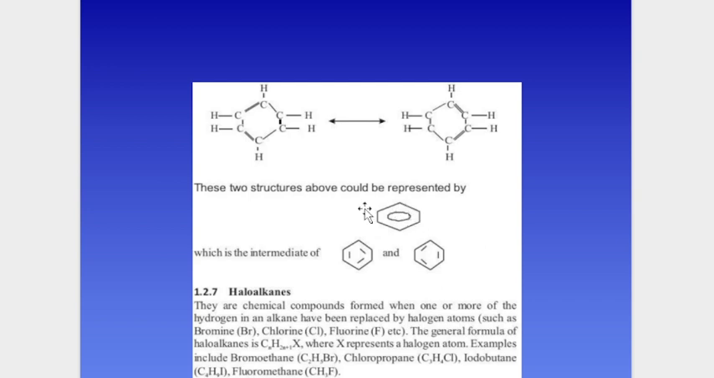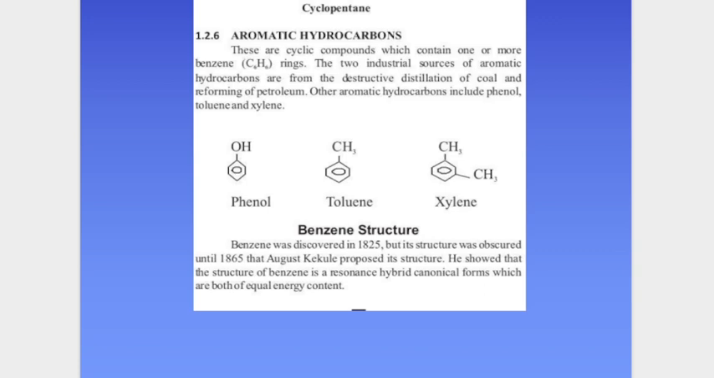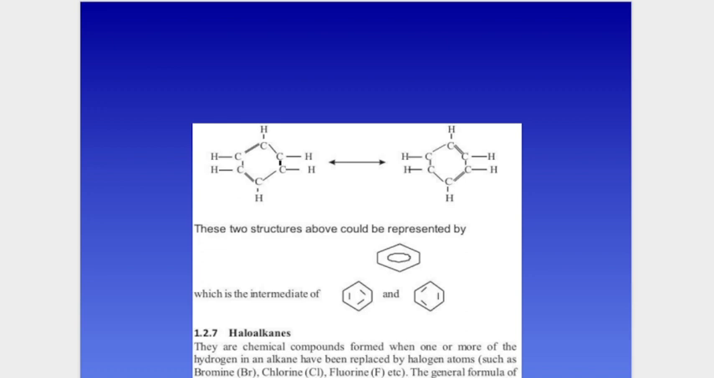So have that in mind, that when you are considering your aromatic compounds, the benzene ring is an emphasis. It is what basically determines your aromatic hydrocarbons. Examples of these aromatic hydrocarbons include phenol, which is your hydroxyl group substituted to your benzene ring, your toluene, which is the methyl group attached to your benzene ring, and your xylene, which is your two methyl groups attached to your benzene ring. Benzene was discovered in 1825, but its structure was obscured until 1865. This was actually postulated or proposed by Auguste Kekulé. He showed that the structure of benzene is a resonance hybrid of canonical forms, which are both of equal energy content. So as I said, there are two structures to represent a benzene ring, but then they combine together to form a hybrid structure, which is the one where you have 6 sides and then a central ring.